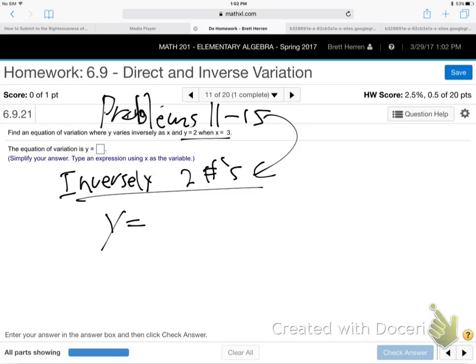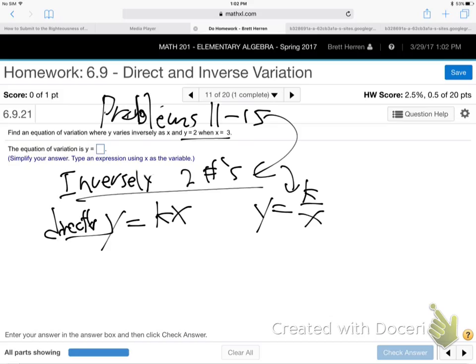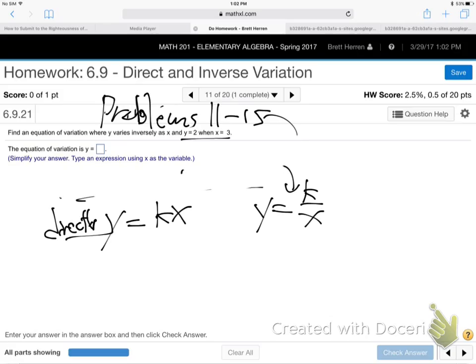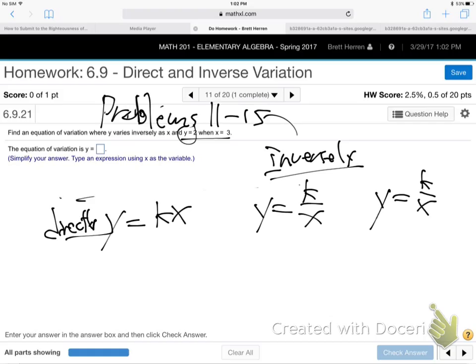So in that case, you got to go back to the y equals k stuff. But instead of k times x, that's for directly, you got to write y equals k over x for inversely. Let me put inversely over here. For inversely, you got to write y equals k over x. All right, so then y is 2. Remember how it works, right? You got to write it twice. Plug in y is 2, x is 3. Remember that? You got to find k.